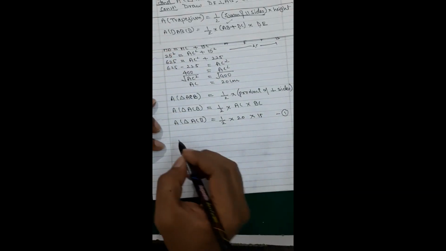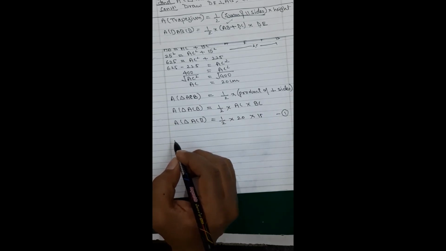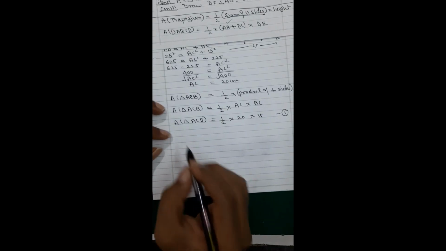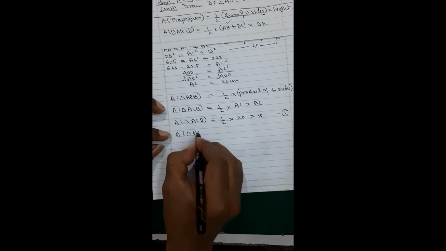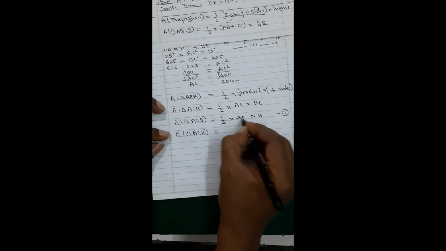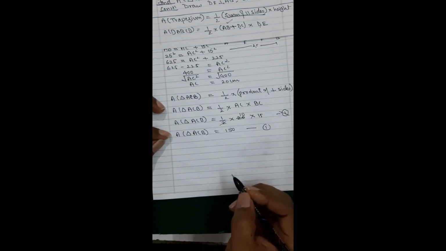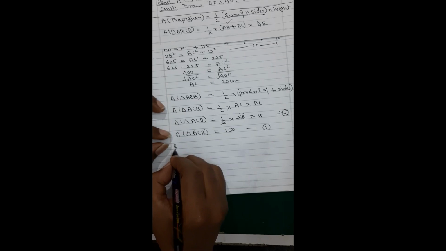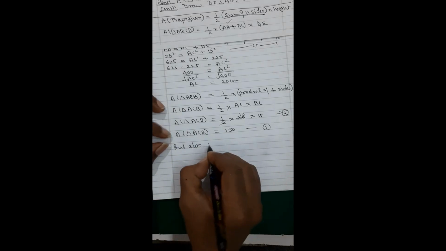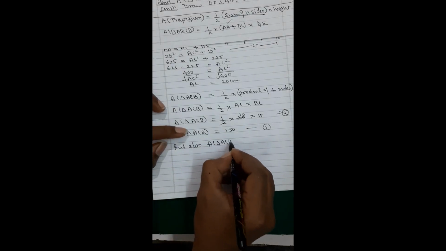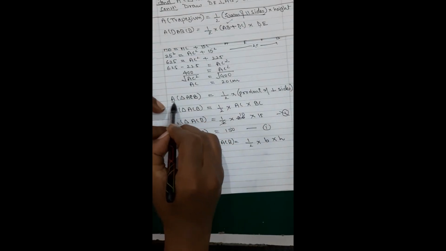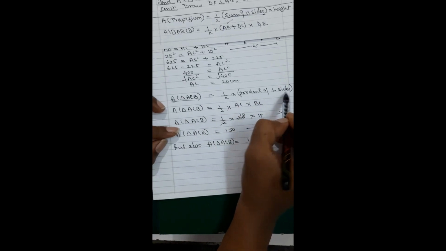Two tens are 20, and then you will get area of triangle ACB is equal to 150. This we can keep. But also, area of triangle ACB is equal to half into base into height. This is the normal formula for every triangle. Considering it as a right angle triangle, I can use the earlier formula for finding area.